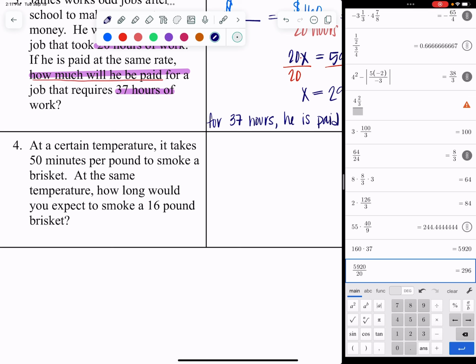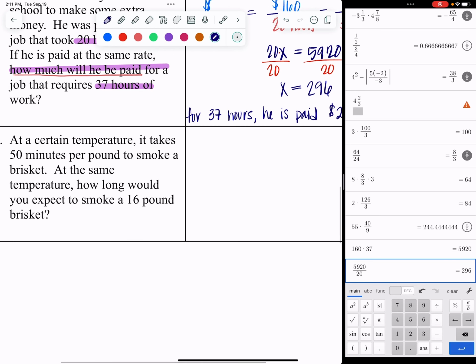Last one. At a certain temperature, it takes 50 minutes per pound to smoke a brisket. At the same temperature, how long would you expect to smoke a 16-pound brisket? This problem is very similar to something you would use to figure out how long to cook a turkey at Thanksgiving. If you think that might be something that's in your future one day, this is perfect for that.